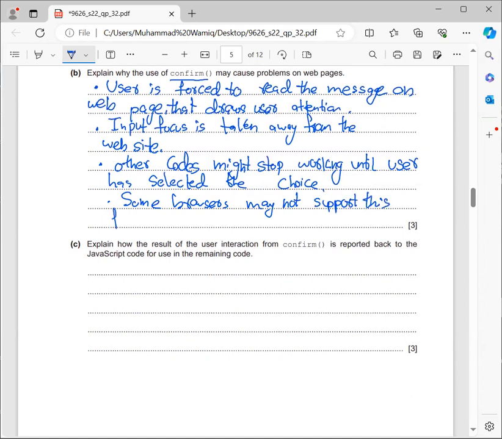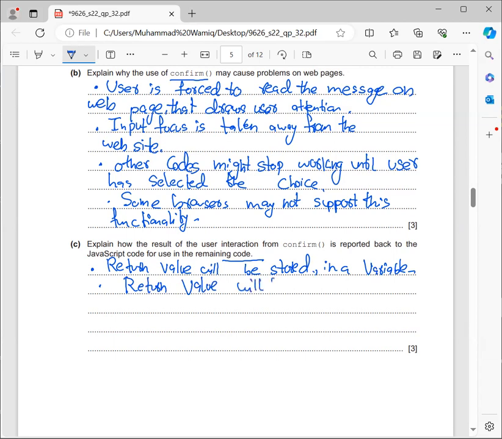The C part says to explain how the result of the user interaction from confirm is reported back to JavaScript for use in the remaining code. Like if the user has interacted with that, how is that result going to be used. So you can write that your return value will be stored in a variable. You can also write that your return value will be Boolean, such as true or false, yes or no.